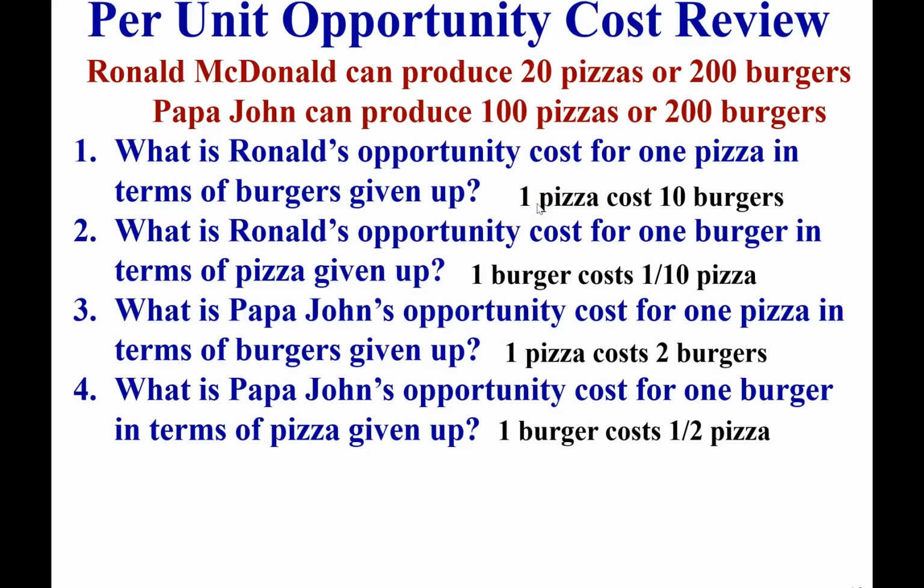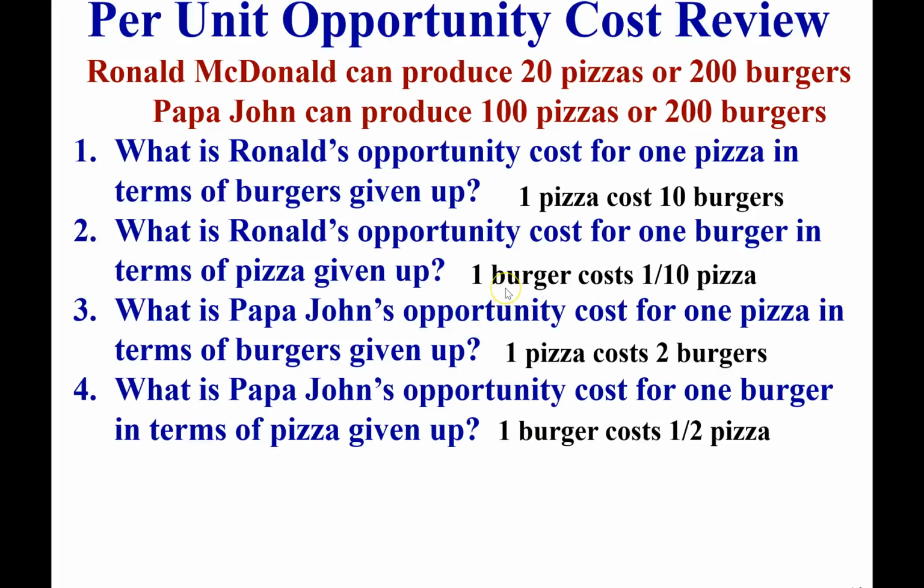For Ronald McDonald, one pizza cost 10 burgers. For Papa John, one pizza cost 2 burgers. So we can see right away from this that Papa John can produce pizzas cheaper. Therefore, he has what we call a comparative advantage. For Ronald, one burger, so let's switch to the burger side, costs 1/10 of a pizza, whereas for Papa John to produce a burger, it costs half a pizza.